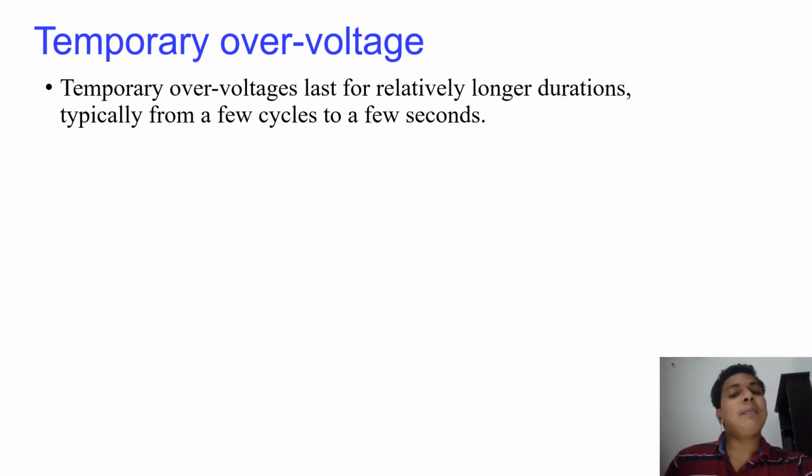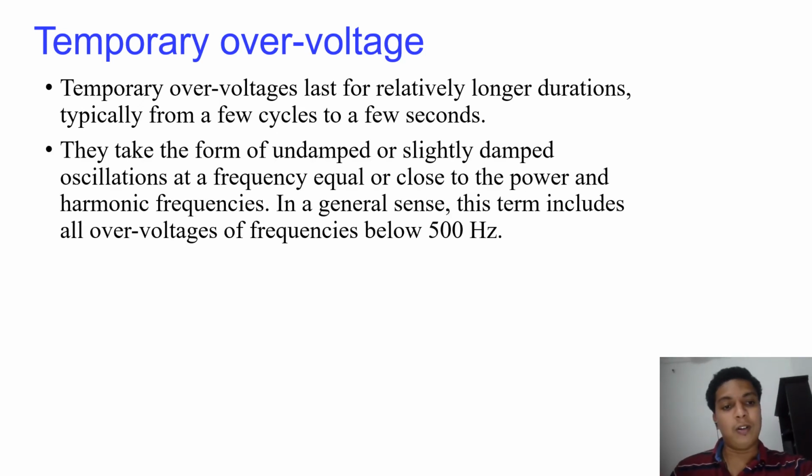And in that, what is meant by temporary overvoltage? Temporary overvoltage means those are temporary, as the name suggests, and which will occur for long duration. Such things are called temporary overvoltages. They usually take the form of undamped or slightly damped oscillations, which means it will be there for some time. It is not getting directly damped, so it is weakly damped.